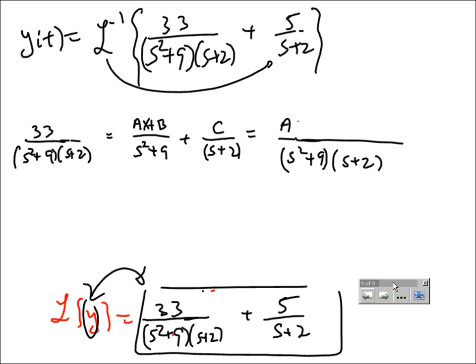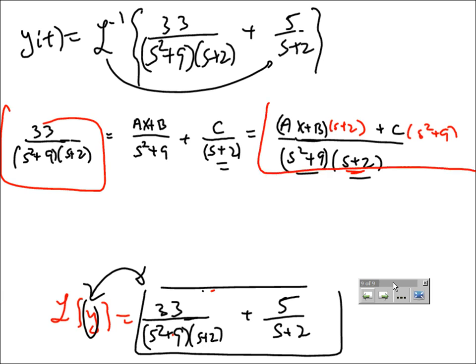The first fraction is (as plus b) over (s squared plus 9). Out of nowhere, I have s plus 2 in the bottom, so I have to multiply the top by s plus 2. Plus c over s plus 2, but I have c over (s squared plus 9) times (s plus 2). Out of nowhere, s squared plus 9, so I put that. Now, with respect to these two fractions, they both have the same denominator.